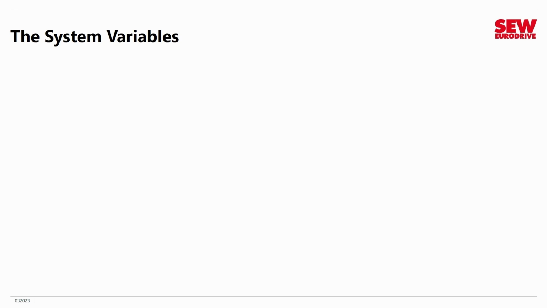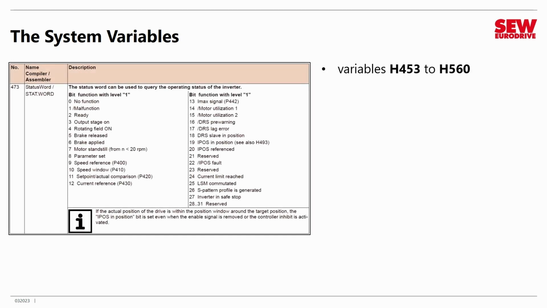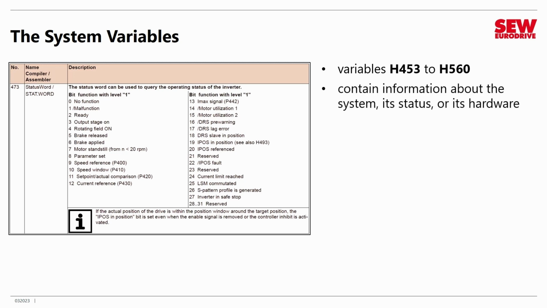These are variables the system reserves for its own use. They are documented in the manual. Here's an example of one. They're the variables H453 to H560. And they do all kinds of things. They contain information about the system, its status, its hardware. Some are just used for IPOS's internal use, and it doesn't tell you what it's doing with that variable. It just says you can't use it.